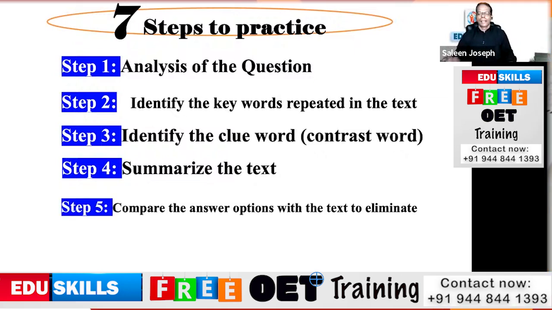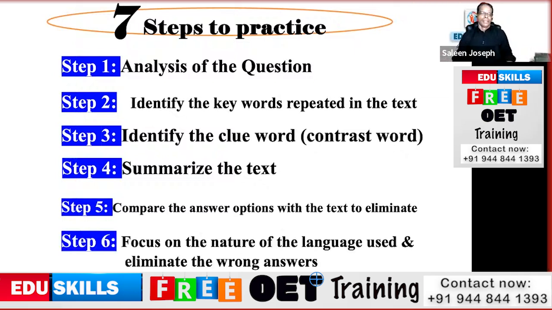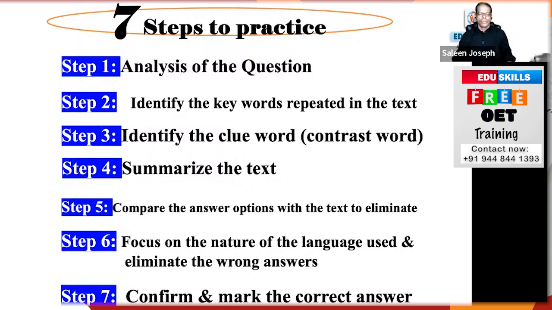Step 5, compare the answer options with the text to eliminate the wrong options. Step 6, focus on the nature of the language used and eliminate the wrong answers. Just by looking at the nature of the language, you can eliminate most of the options. Step 7, confirm and mark the correct answer.